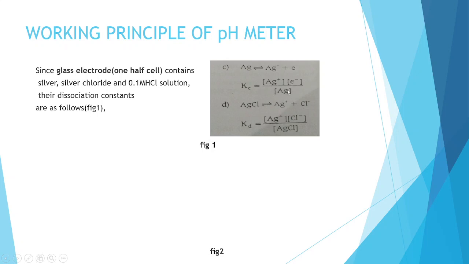undissociated silver. Another compound is silver chloride, which dissociates into silver and chloride, and dissociation constant of this will be Ag multiplied by Cl molar concentration, both being molar concentrations of the ions, divided by undissociated AgCl molar concentration. This relationship will give rise to the dissociation constants of the glass electrode.